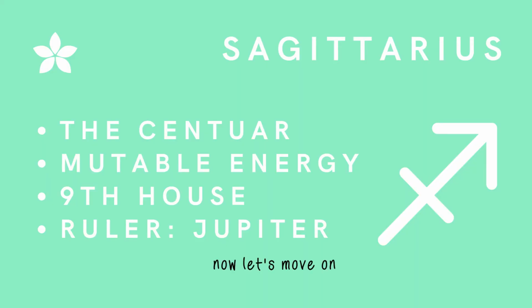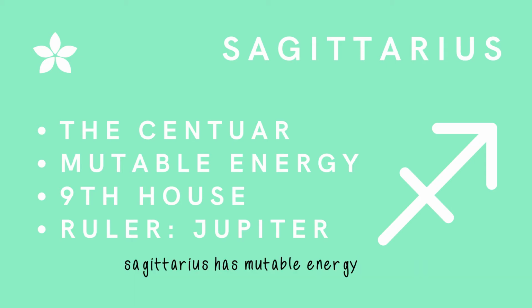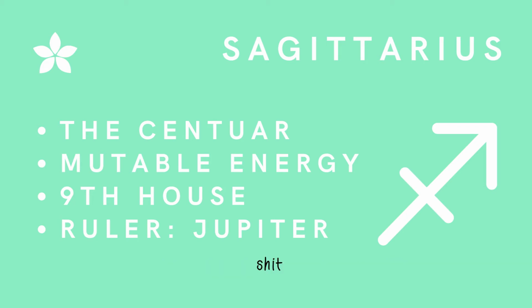Okay, now let's move on to Sagittarius, the adventurer. The symbol of Sagittarius is the centaur. This is the guy who's half human, half horse. Sagittarius has mutable energy, so this is mutable fire. God knows what happens when fire is mutable. Shit happens. That's what happens.